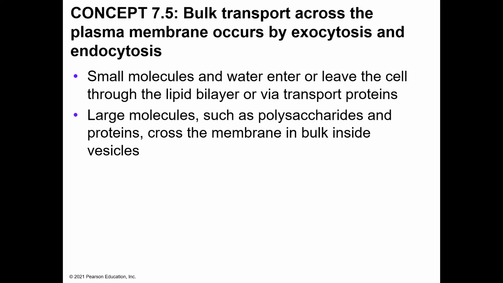Hey everyone, in this last video for chapter 7, we're going to be looking at bulk transport across the plasma membrane. Bulk transport occurs in two different ways, through exocytosis and endocytosis. Small molecules in water can enter and leave the cell through the lipid bilayer via transport proteins. Large molecules such as polysaccharides and proteins have to cross the membrane in bulk inside of vesicles. So, bulk transport is the way you can transport large things across the plasma membrane.